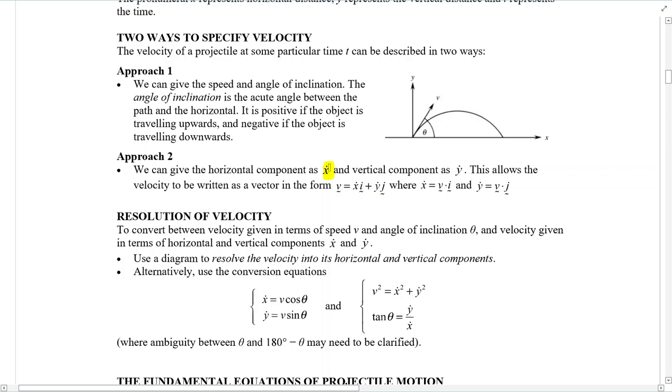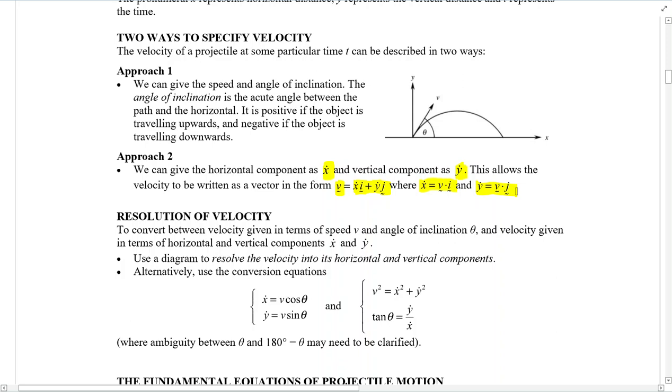So that is another way how we're going to be writing velocity in the horizontal component, and y with a dot is our vertical component of velocity. This allows the velocity to be written in vector form. So the velocity vector is the velocity of x in i, because i is the horizontal direction, and the velocity in the y direction in the vertical for j. And it has them separated there as well, where the velocity of x is v times i and the velocity of y is v times j.